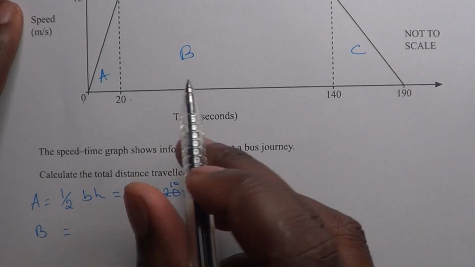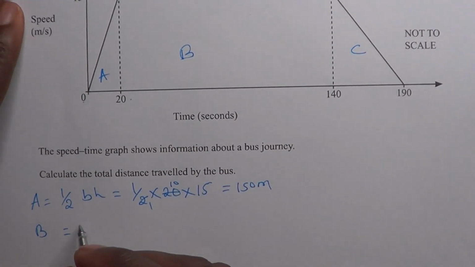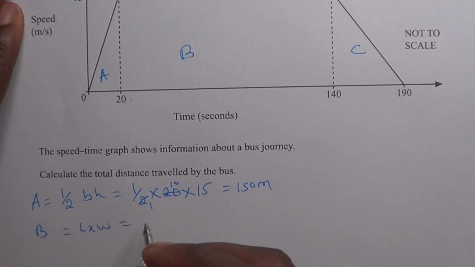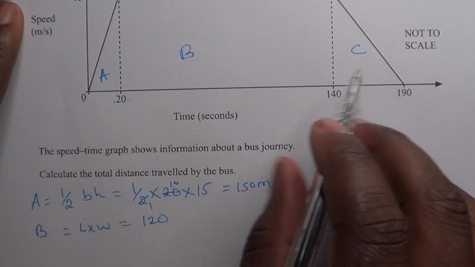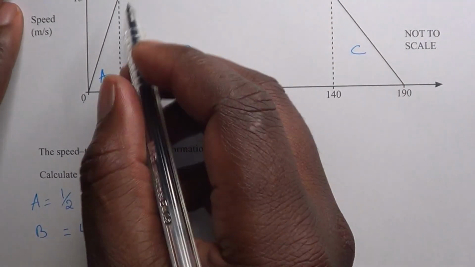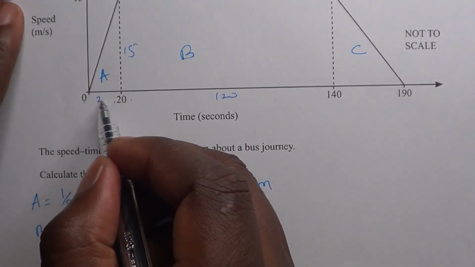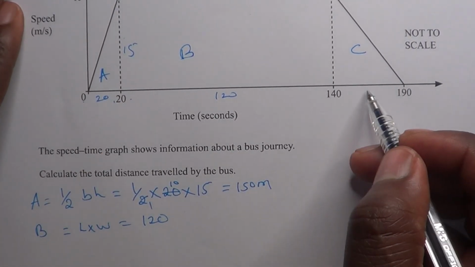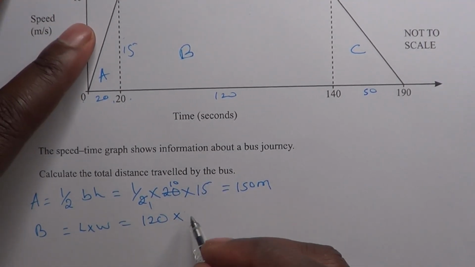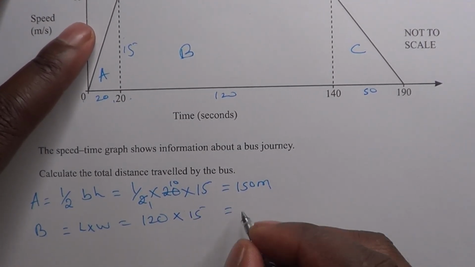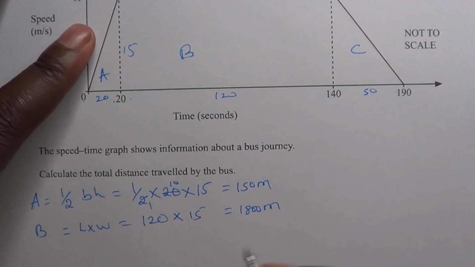B, you can see here it is a rectangle, that is length times width. The distance from here to here is 120. The height is 15. This is 20, then here it is going to be 50. Now it will be 120 times the height 15. You get your answer to be 1800 meters.